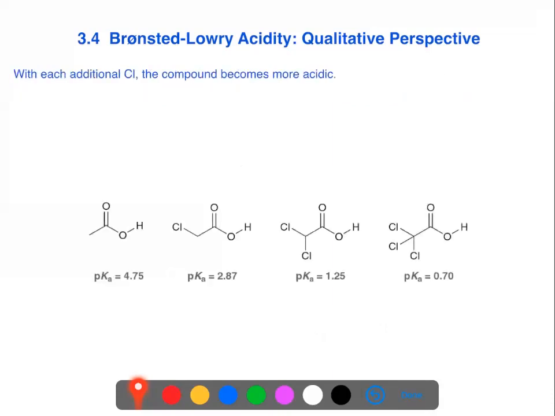Of course, if we compare the relative acidity of acetic acid to various chlorinated derivatives, we can see that as we add one chlorine to the carbon next to the carbonyl, we have a reduction in pKa of almost 2 orders of magnitude, so almost a factor of 100. If we add a second chlorine atom to that same carbon, we see further reduction. And then finally, the trichloroacetic acid is the most acidic of these variants with a pKa of just under 1. So with each additional chlorine atom, the original acetic acid becomes more acidic.